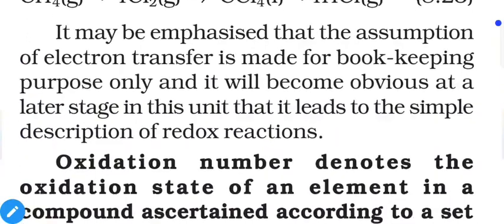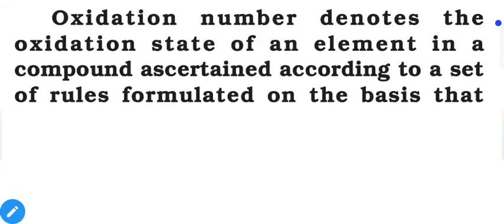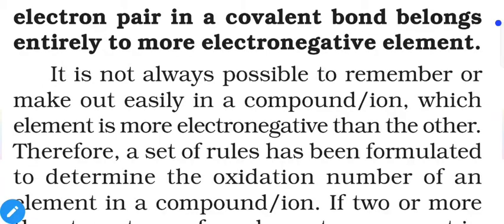So it may be emphasized that the assumption of electron transfer is made for bookkeeping purposes only, and it will become obvious at a later stage in this unit that it leads to a simple description of redox reactions. Oxidation number denotes the oxidation state of an element in a compound, ascertained according to a set of rules formulated on the basis that the electron pair in a covalent bond belongs entirely to the more electronegative element.